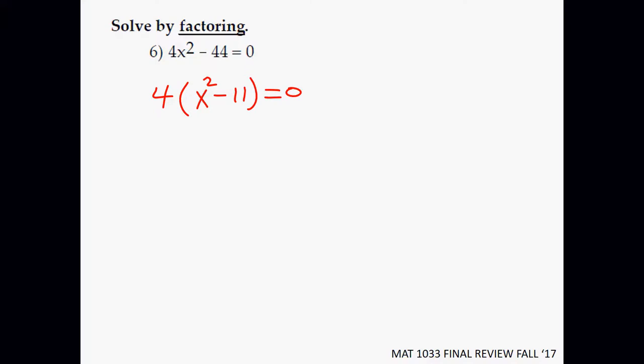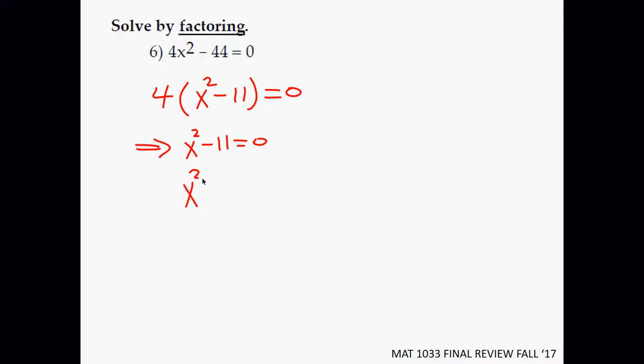And again, it's like the previous one. There are two numbers whose multiplication is 0. So if the first one is 4, that means the second one must be 0. Is this clear? The second one must be 0, which means x squared minus 11 equals 0.